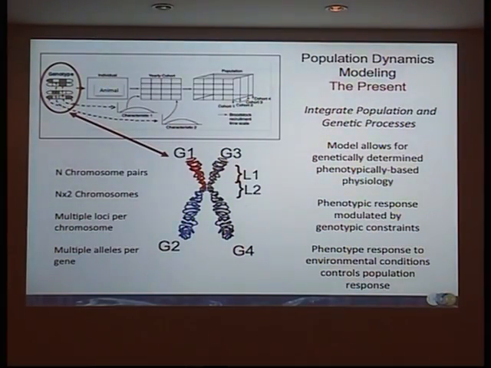And so now, the way things are going with these kinds of models is to integrate the population into genetic processes. All right, so now you have a genetically determined phenotypically based physiology, and the phenotypic response is now modified by the genotypic constraints. And the phenotype is what's responding to the environment. So now we have an additional piece over here, which is the animal genotype, or the genetic structure of the population.